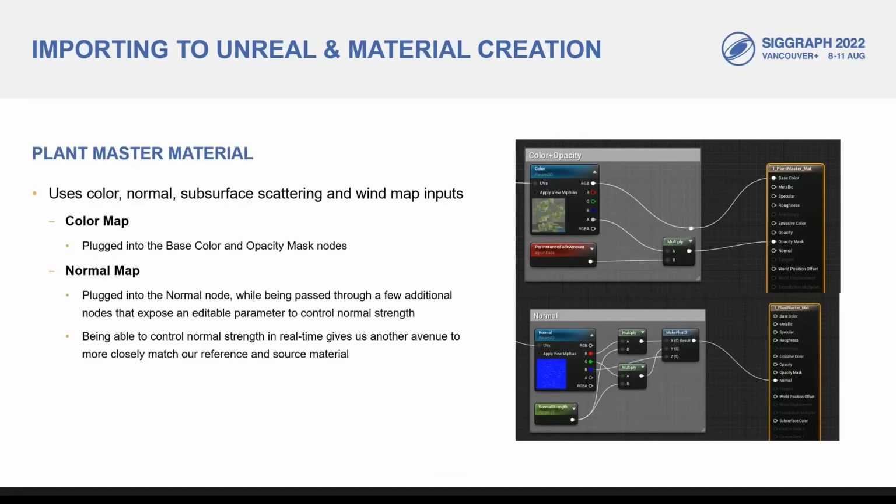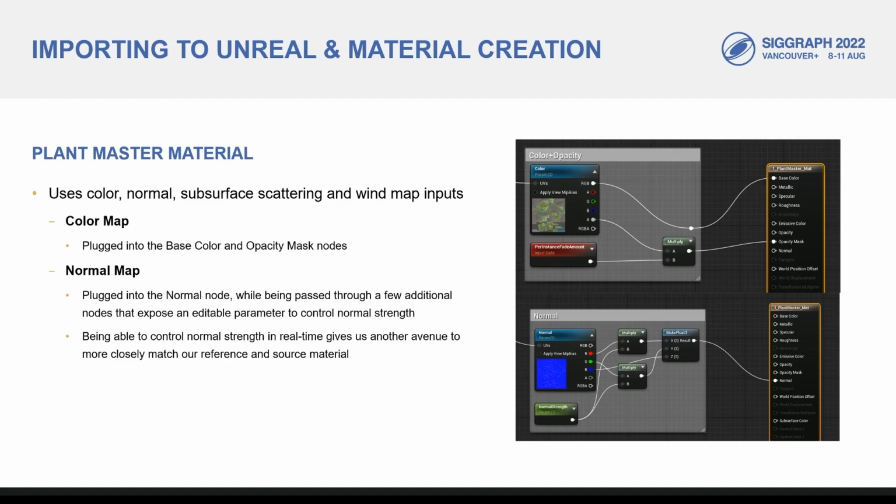Our plant master material uses color, normal, subsurface scattering, and wind map inputs, all of which we created in both Substance Painter and Photoshop. The color map is of course plugged into the base color node and also the opacity mask node in order to enable transparency on our plants. The normal map is plugged into, of course, the normal node, but we also multiply it by an editable parameter to give us control of the normal strength.